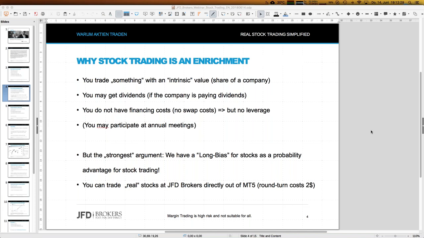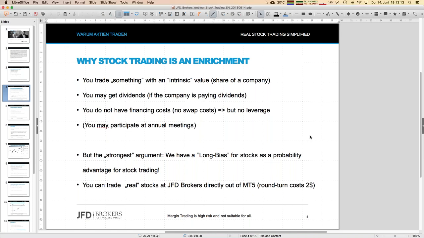And the other good story here is that now, I think since 1 or 2 months, you can even buy real stock values directly at JFD brokers out of your MT5 terminal. So that's a really good story. So you can use the normal environment like MT4 and then directly buy real stock values, not CFDs. That's possible even for a much longer time. But now you can even buy real stock values. And the transaction costs are $2 per round turn, which is really a fair price for such a round turn. So it's quite interesting.